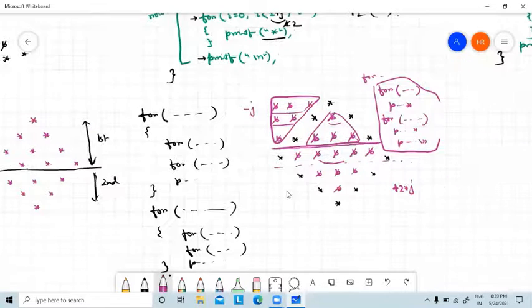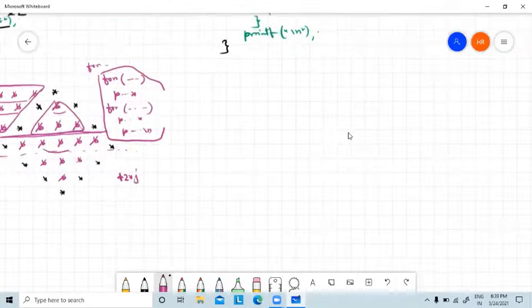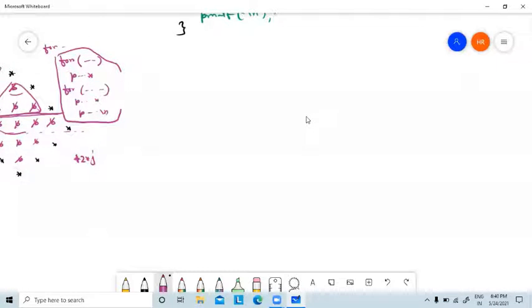Okay. Next, there are different types of patterns, like number patterns, not just star patterns. There may be a number pattern like this. Suppose 1, then 1, 2, then 1, 2, 3, then 1, 2, 3, 4. So how to print this? Just try to understand. This is the first row, and what is the value for the first row?